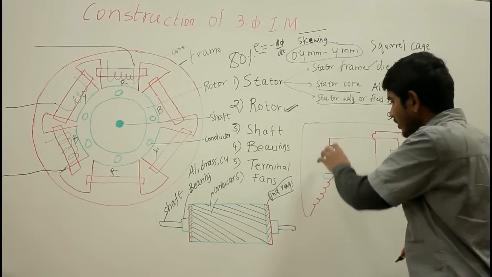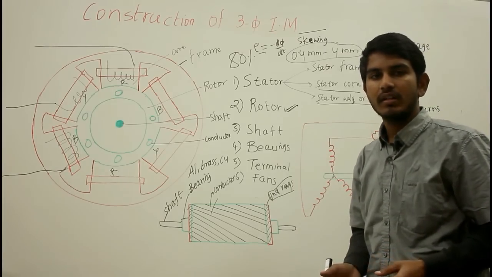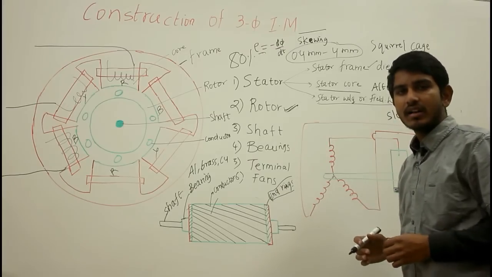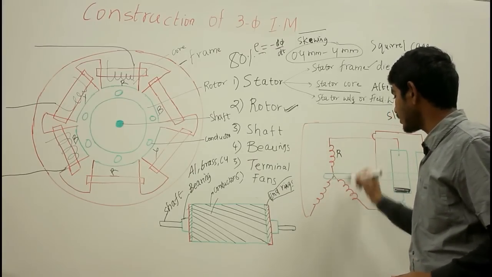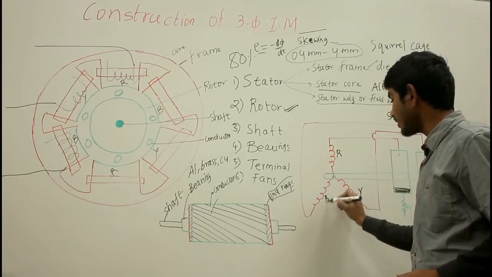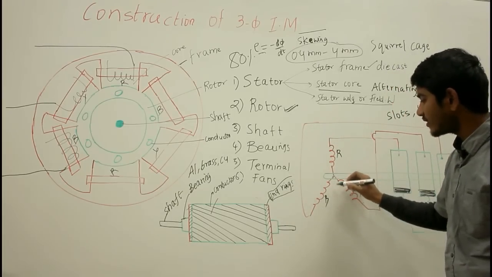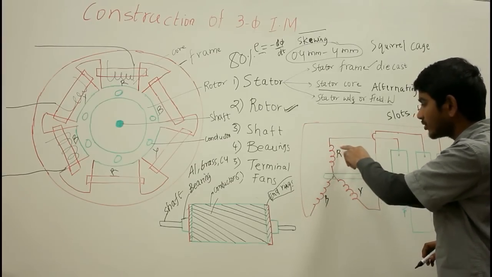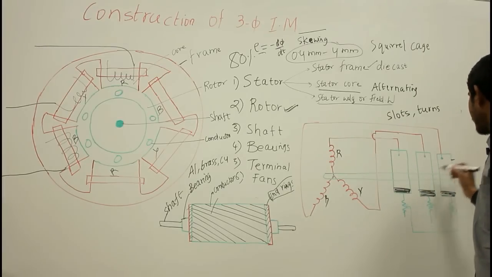So the rotor consists of a number of slots in which the rotor windings are placed, and the rotor terminals are connected at the end to form a star connection. If I say this is R, Y and B, the rotor terminals are connected at the ends to form a star connection, and the other terminals of the three windings are permanently connected to your slip rings. So these three are your slip rings.